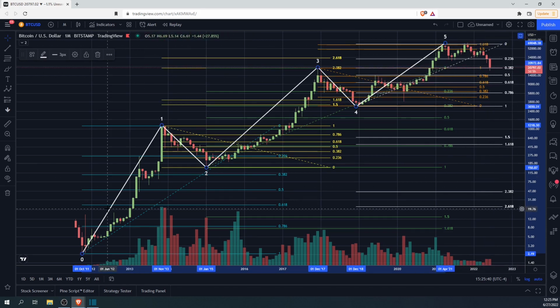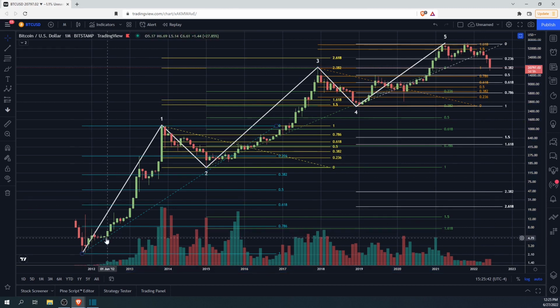Now, that being said, we have actually done what I suspect is the completion of a 5-wave structure. And the important thing to note is when you retrace our initial 1 and we put in the 2, we're only retracing the 1.